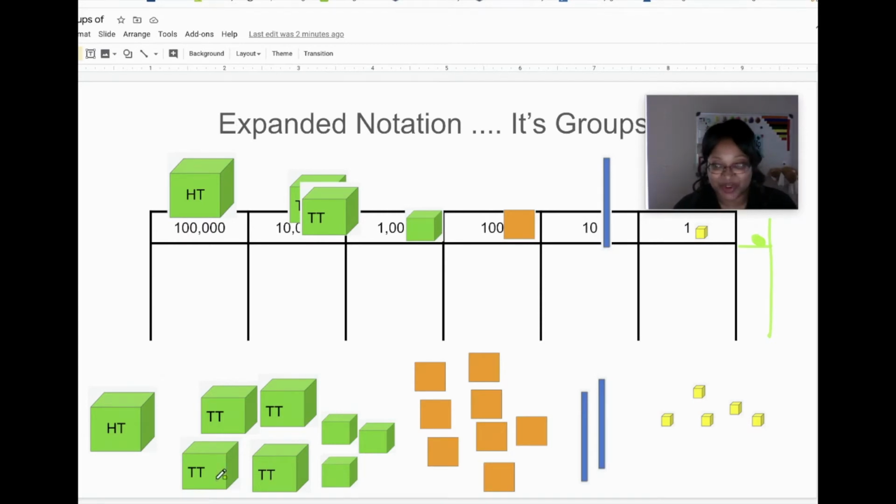But now let's focus on, what is it? Expanded notation, which is groups of. So now you're very familiar with these. These are our base 10 blocks. Now you remember last year you did ones, tens, and hundreds. And you used to put letters, O for 1, T for 10, and H for hundreds, right?